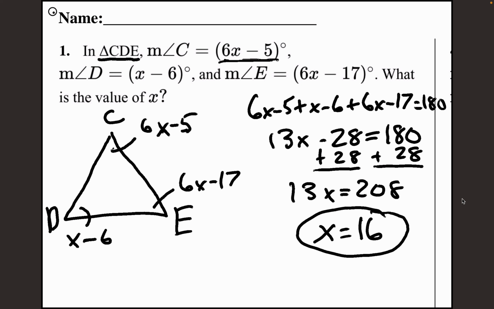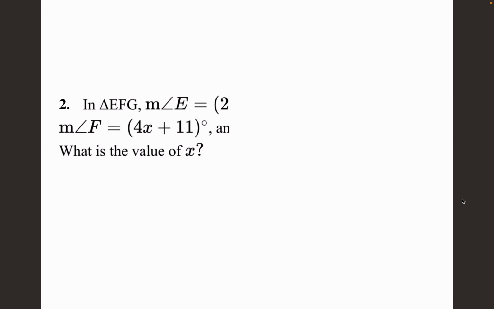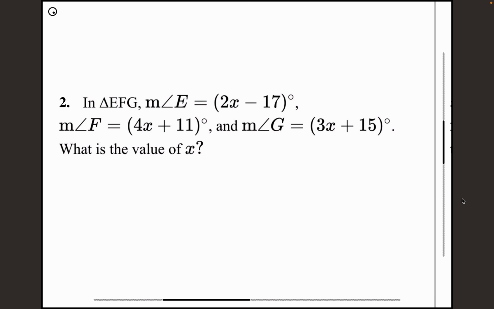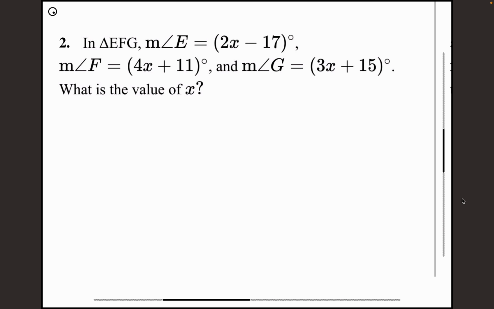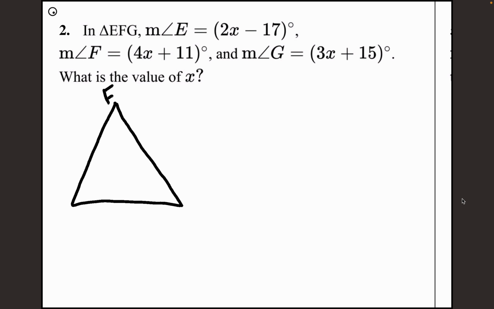Let's go to number 2 and we're going to do the same thing. Did we all get that written down? All right, let's go ahead and look at this one. Go ahead and draw out your triangle while I draw mine out. And go ahead and label your angles.